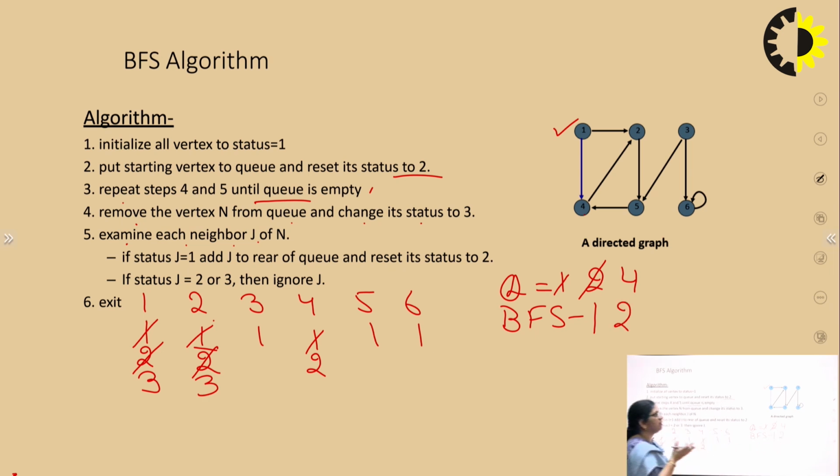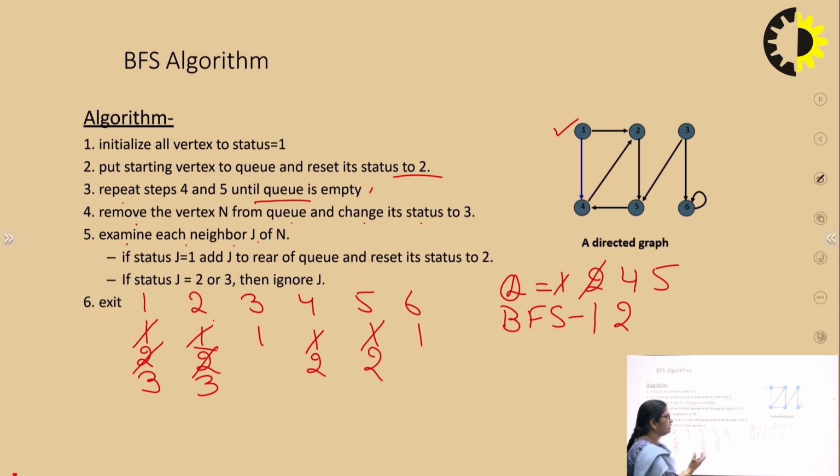Now we'll see the neighbors of 2. What is the neighbor of 2? That is 5. So 5 will be added to Q. 5 is added to Q because its status was 1. Now it will be changed to 2. Okay. So see, firstly 2 has been added and processed. Then its neighbor 5 has been added to the Q.